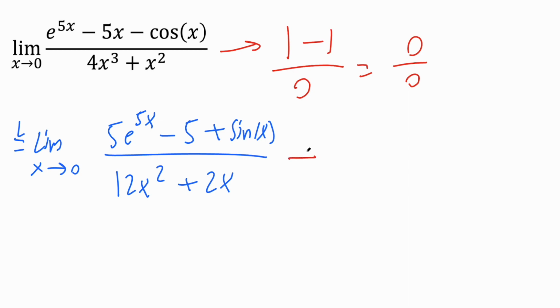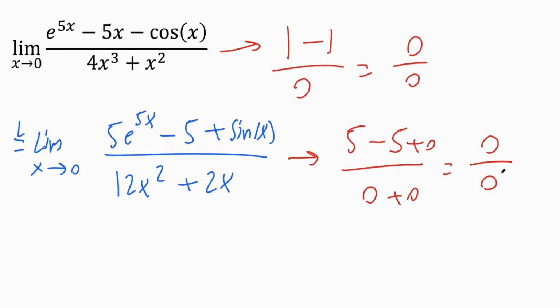And again, we can plug in and see what happens. So e raised to 0 is 1, 5 times 1 is 5, we have a minus 5, and sine 0 is 0, so we can say plus 0 if you want. 12 times 0 squared is 0, 2 times 0 is 0, and if you notice, 5 minus 5 is 0, so we have 0 divided by 0. Again, because we have 0 divided by 0, we can use L'Hopital's rule again.